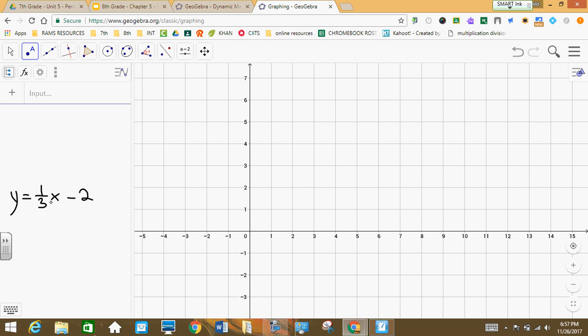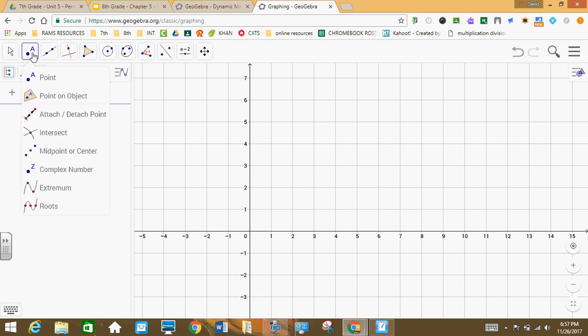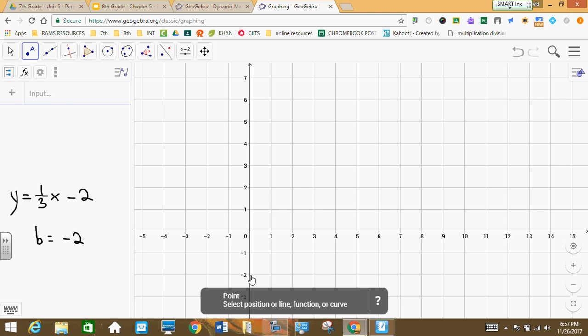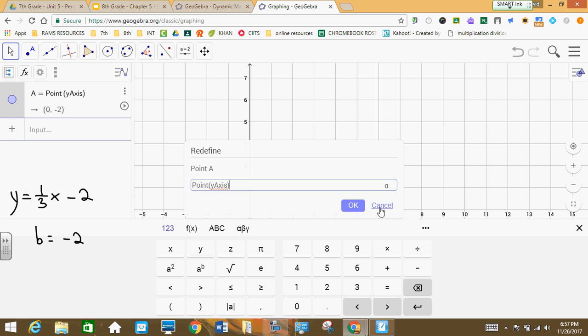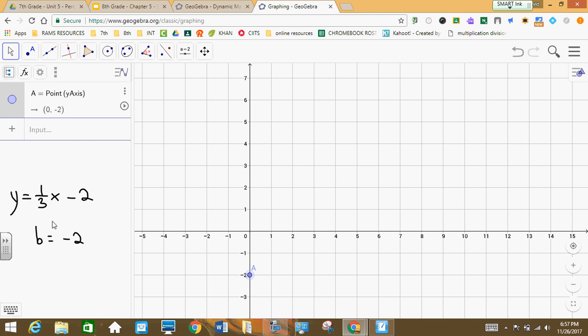Okay, y equals 1/3 x minus 2. Well, our y-intercept is negative 2. So we're going to come over here and we will make our mark at negative 2 on the y-axis. So there we go. Now, what is our slope? Our slope is 1/3. It's that weird fraction in front of the x.